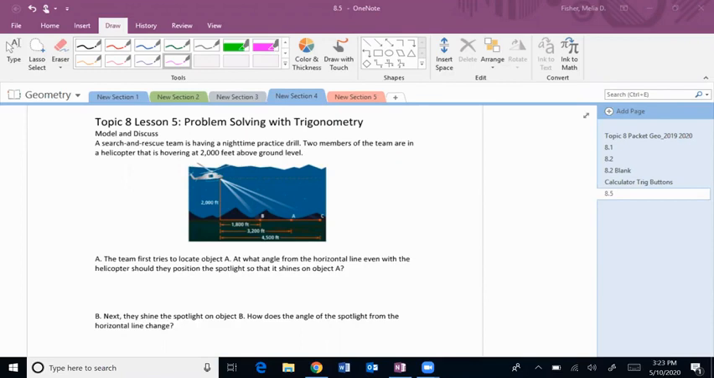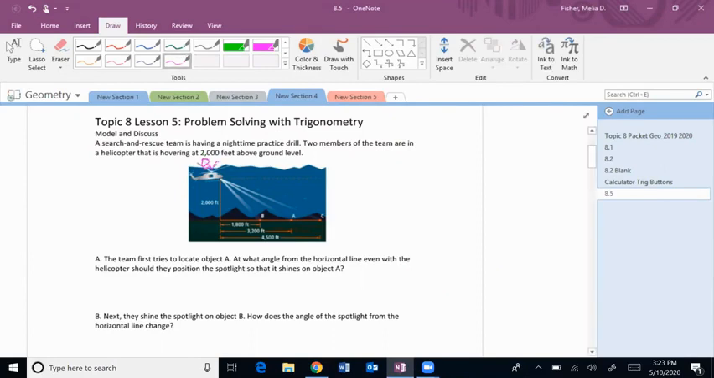A search and rescue team is having a nighttime practice drill. Two members of the team are in a helicopter that is hovering at 2,000 feet above the ground level. Part A, the team first tries to locate object A. At what angle from the horizontal line, even with the helicopter, should they position the spotlight so that it shines on object A? So first of all, we need to know that we are up here in this helicopter.